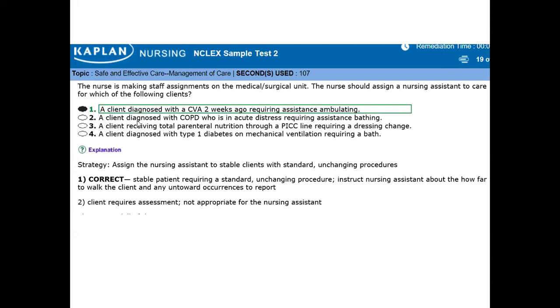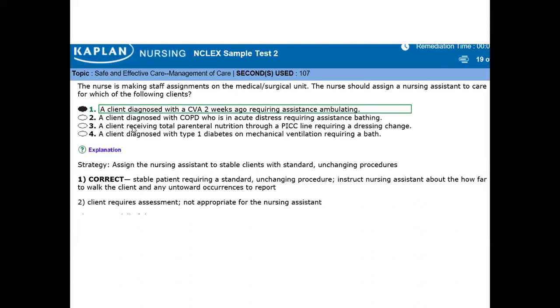Number 2, a client diagnosed with COPD who is in acute distress and requires assisted breathing. So the patient is diagnosed with COPD and the acute distress continues. There, the patient needs some assessment and skilled work. Definitely the CNA is not good for this.